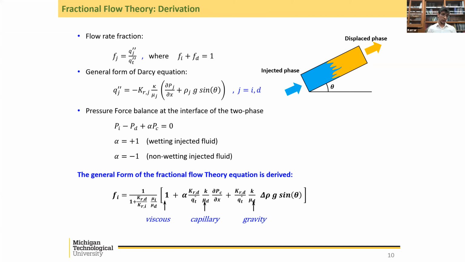And then the second equation is the general equation for Darcy. And then in our case, we are including the capillary pressure at the interface of the two immiscible fluids. We end with the general equation of the fractional flow rate theory. So it contains three main parts. The first part is the viscous effect, then capillary, and then gravity effect.